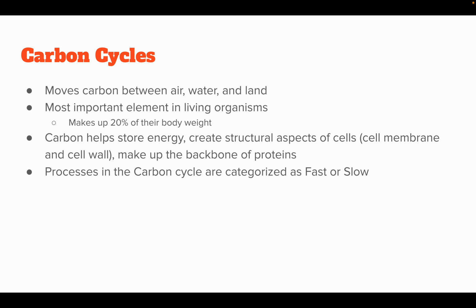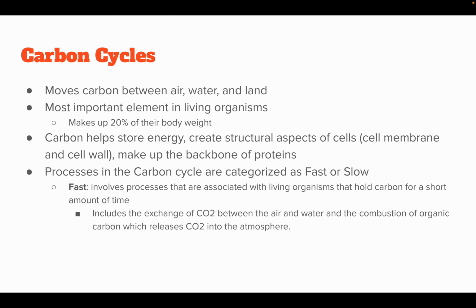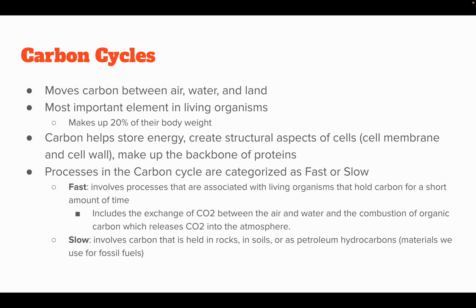Processes in the carbon cycle are categorized as either fast or slow. If we're talking about a fast process, we're saying that it involves processes associated with living organisms that hold carbon for a short amount of time, and again, short is a relative term. This includes the exchange of carbon dioxide between the air and water and the combustion of organic carbon, which releases CO2 into the atmosphere. We'll explore these a little more in a bit.